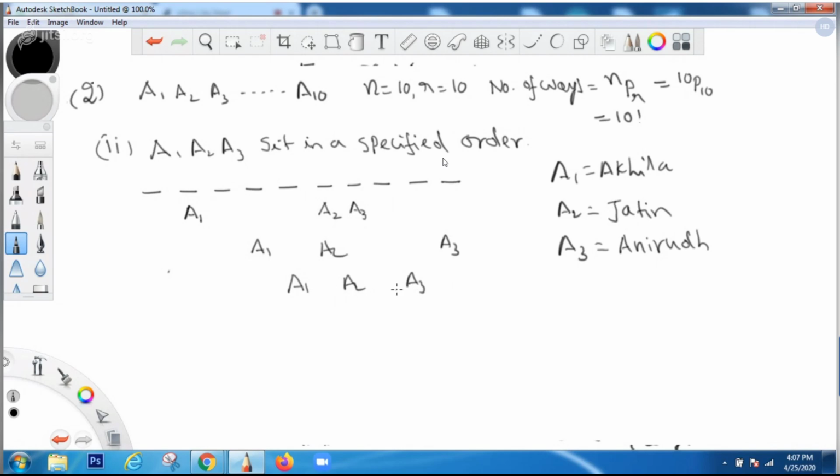10. How many persons are there? 3. How many places will be allotted for them? For each, 3. How many internal arrangements?